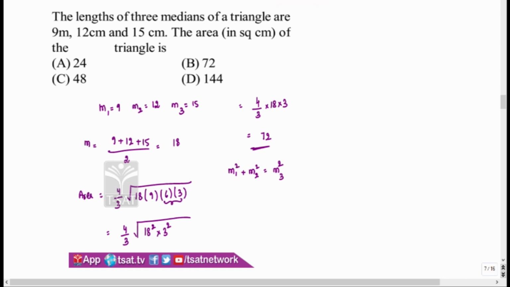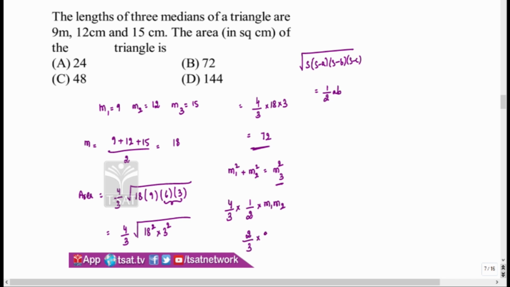So, whenever m1 square plus m2 square is equal to m3 square, this formula changes to 4 by 3 into the whole thing under root of m into m minus m1, m minus m2, m minus m3 is equal to half of m1 m2, because we know for a right angle triangle, if three sides are given, s minus a, s minus b, s minus c is equal to half of ab. So, I am applying the same rule here. It is half of m1 m2, where m3 is the larger median. So, you can say 2 by 3 m1 into m2.